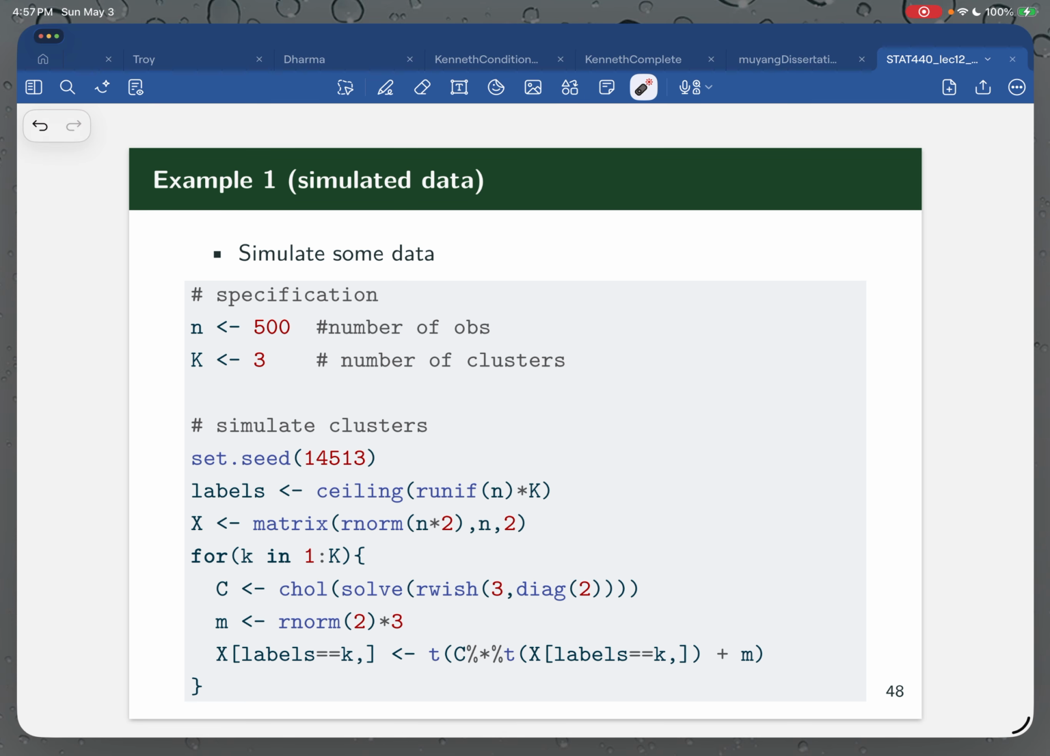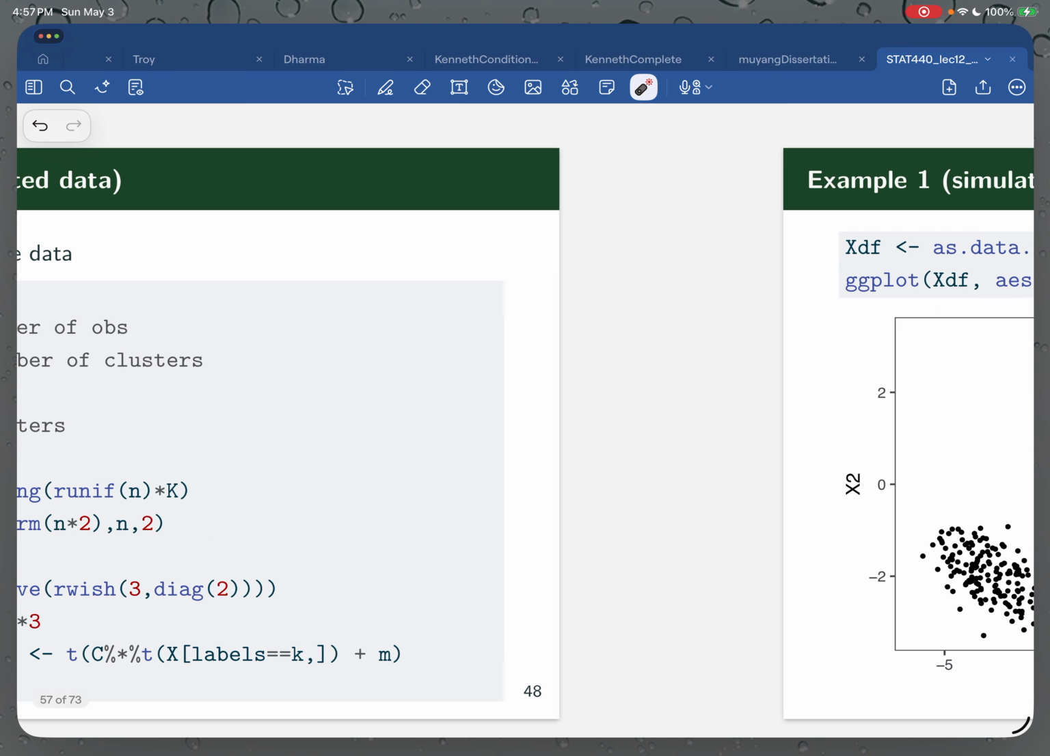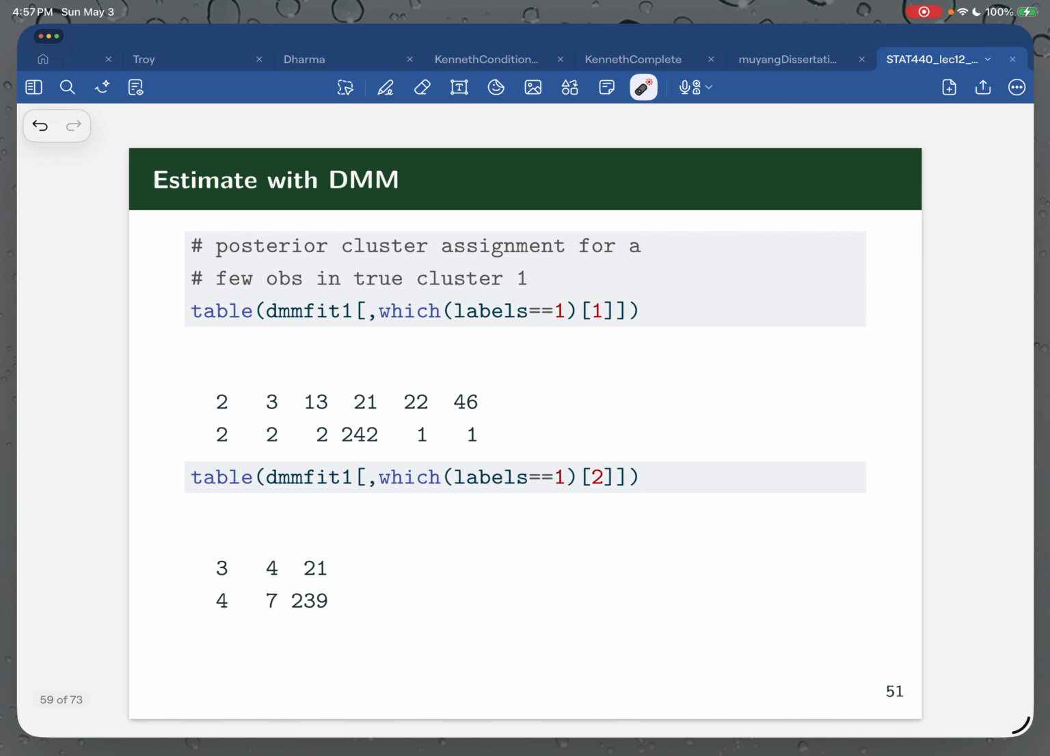Notice what this is going to do is it's going to draw a random uniform. It's going to multiply it by 3, and then it's going to take the ceiling. And so every point gets a 1 or a 2 or a 3. And what this is saying is pick out a point that is labeled 1, and actually pick out the first point that had a label 1.